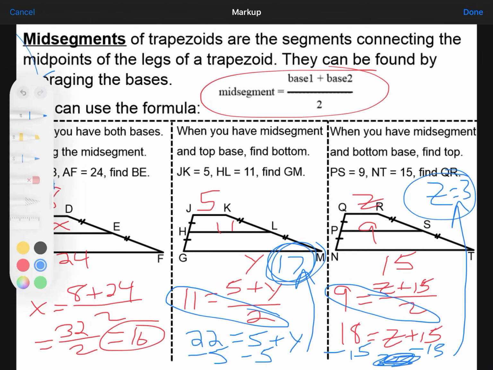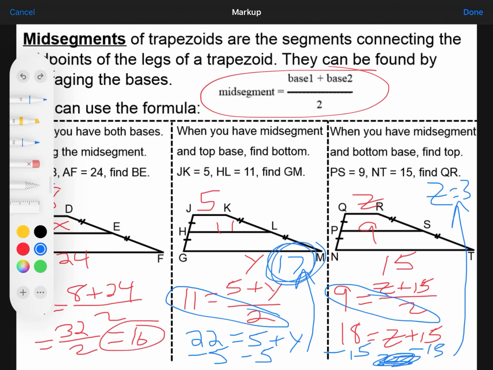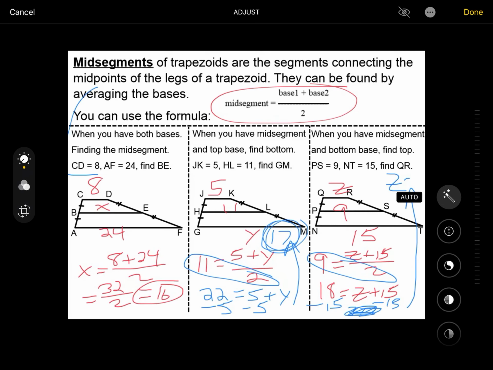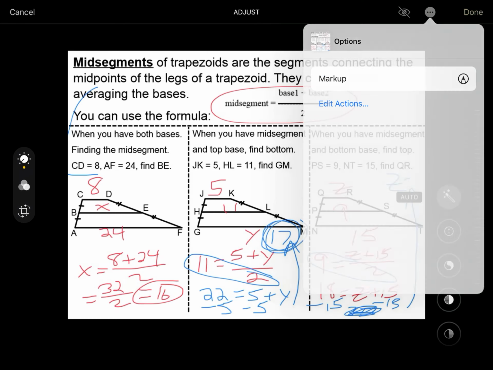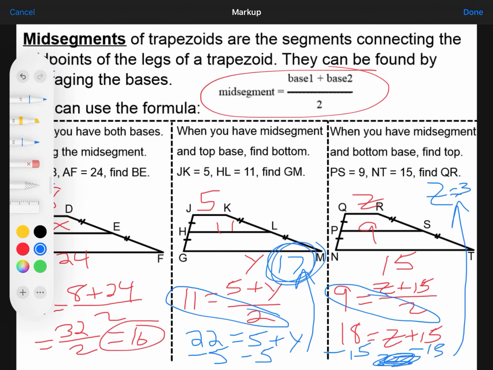So I'm going to take a moment here. Excuse me. And, sorry. Not going the way I was hoping to. Give me a moment here. I have to rewrite Z equals 3.